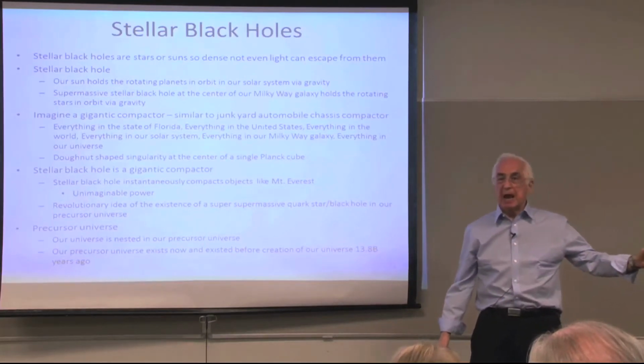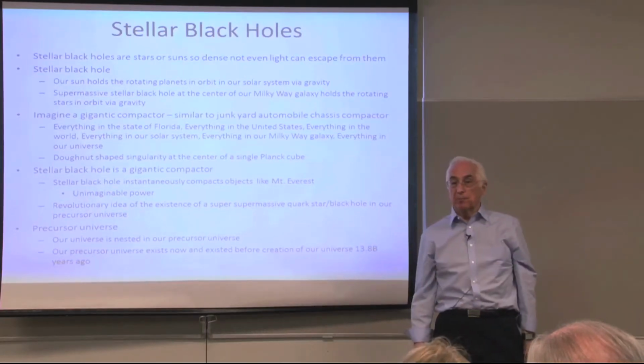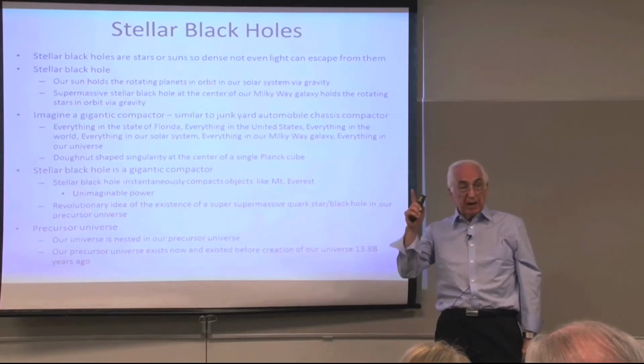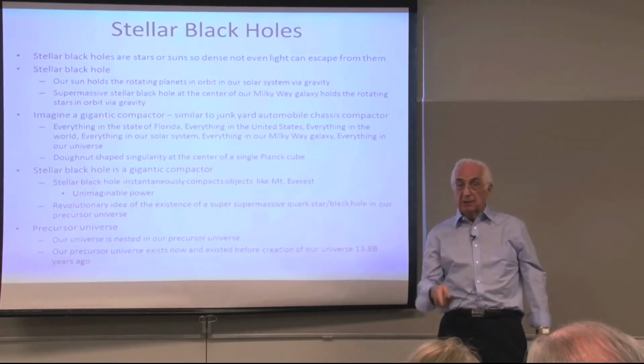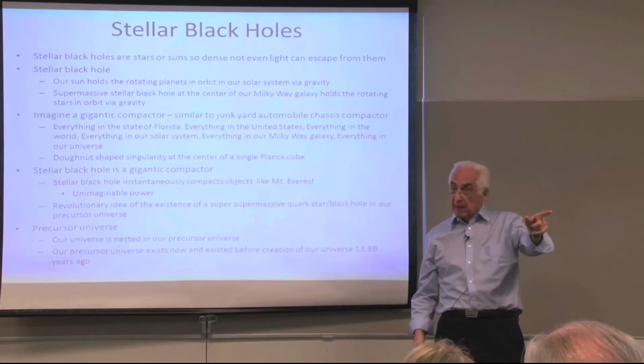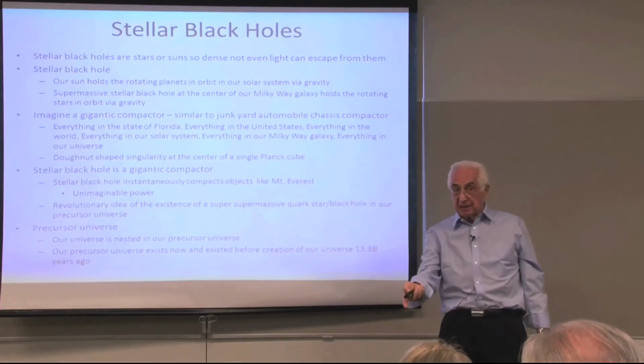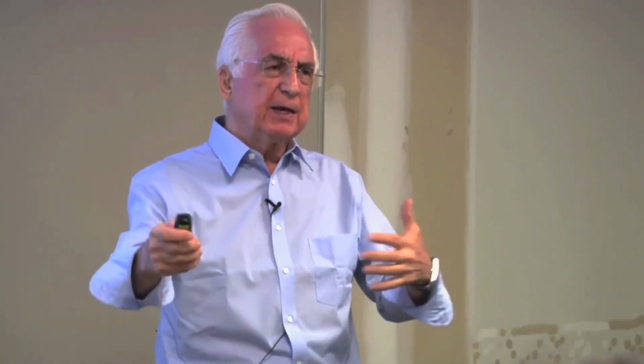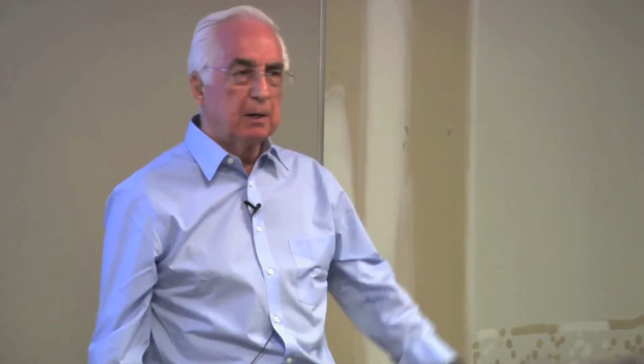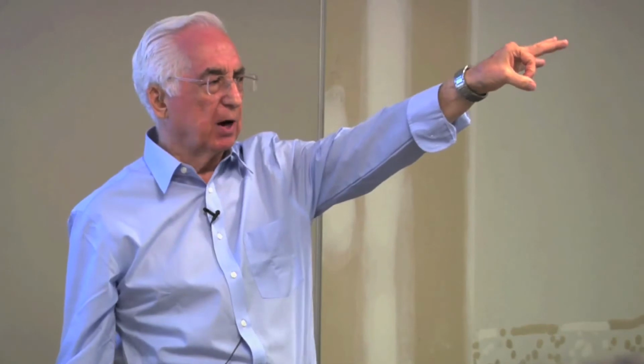And then we'll take everything in the 100 billion galaxies. Each galaxy has 100 billion stars. Each star has its own set of planets. Each planet has its own satellites. All of the comets and asteroids. We'll put everything in our universe into this gigantic compactor, and we're going to squeeze it down to a donut-shaped singularity or point at the center of an infinitely small Planck cube.